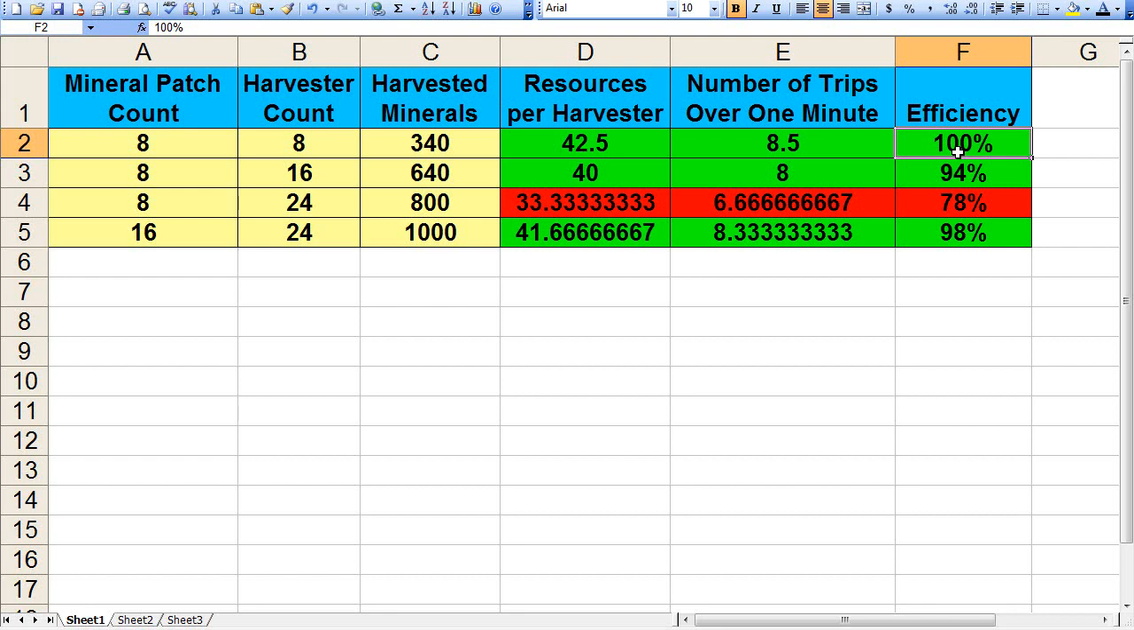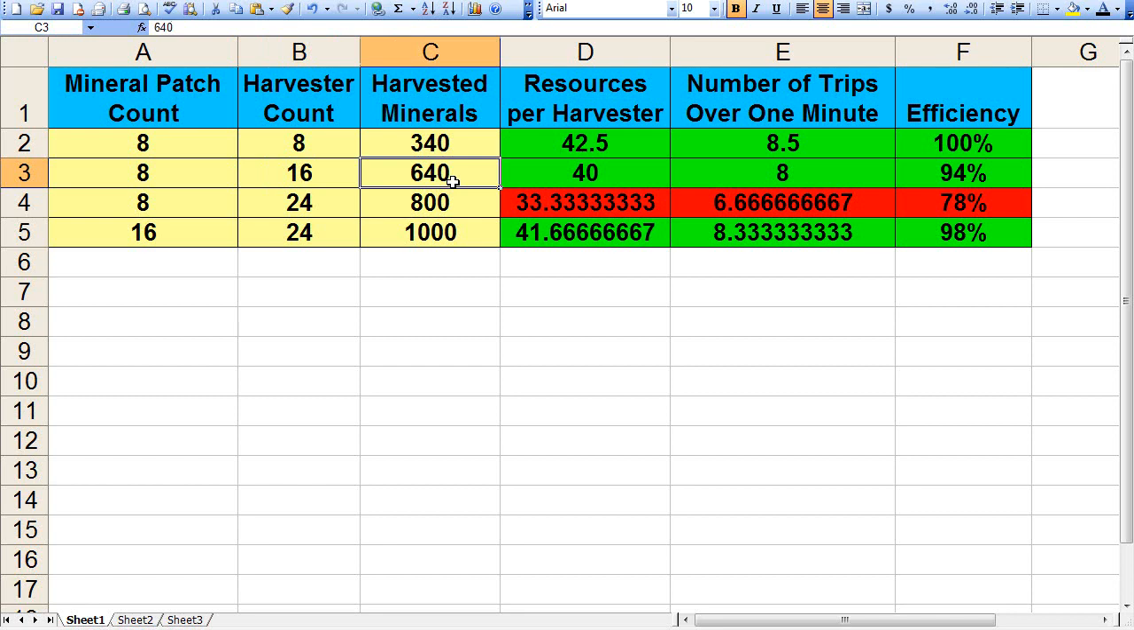Now, taking a look at the second row, you're going to have the same eight mineral patches, but now you're going to double your harvester count. Normally you would think, oh, you have double the harvesters, you should get double the minerals. That is not the case. You're going to notice a really small drop off in terms of your mineral count. Instead of going up to 680 like you'd normally think, you're going up to 640.